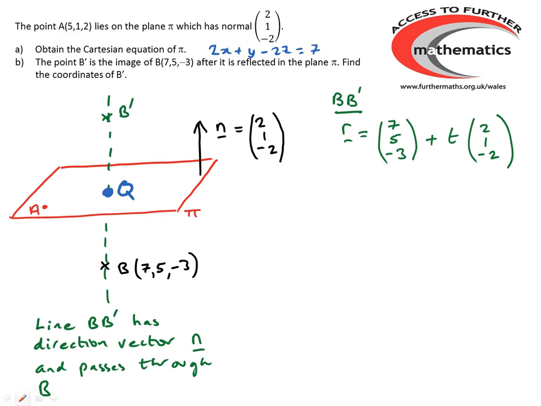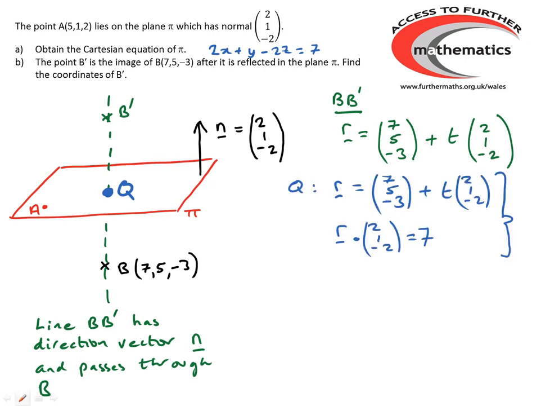Now we can use our previous work to find the point where the line B to B' meets the plane. We're calling that Q on the diagram that we've got. And once we've found the point Q, we know that B to B' is just going to be twice the movement of B to Q. So the essence of this is now to find the point Q. So to find the point Q, we need the point of intersection of the line BB' with the plane.